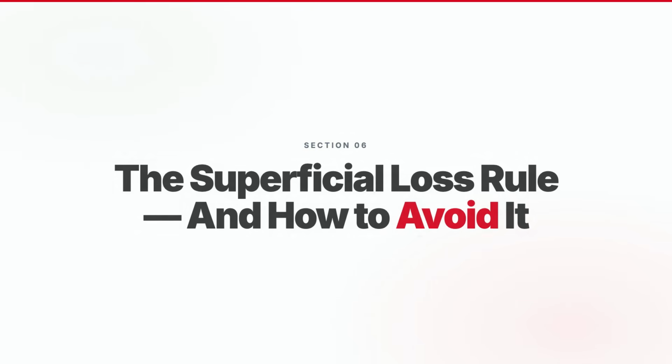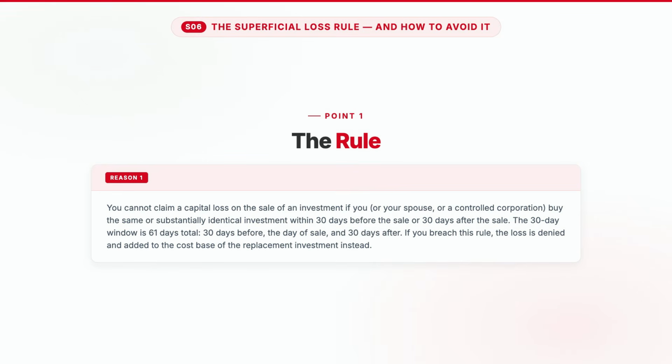The superficial loss rule, and how to avoid it. You cannot claim a capital loss on the sale of an investment if you, or your spouse, or a controlled corporation, buy the same or substantially identical investment within 30 days before the sale or 30 days after the sale. The 30-day window is 61 days total: 30 days before, the day of sale, and 30 days after. If you breach this rule, the loss is denied and added to the cost base of the replacement investment instead.